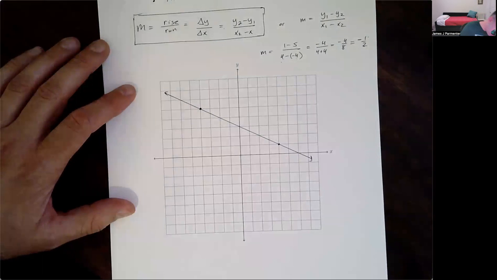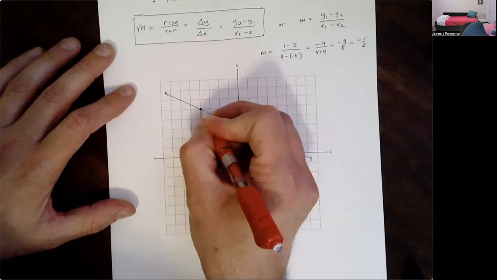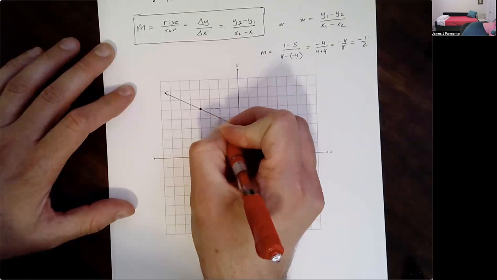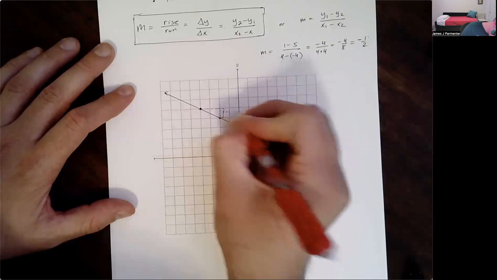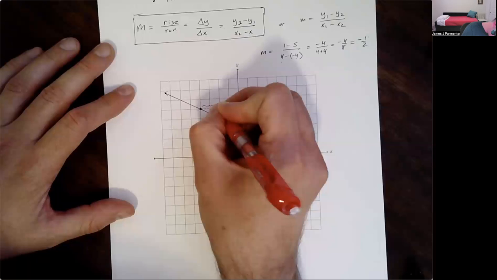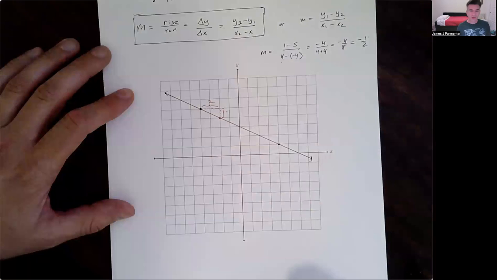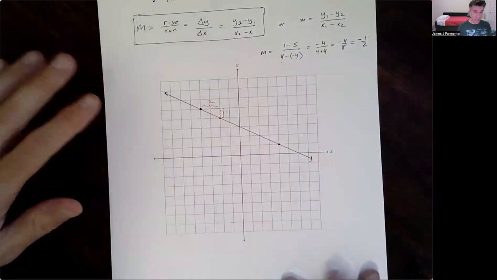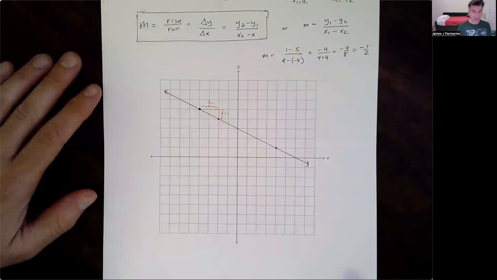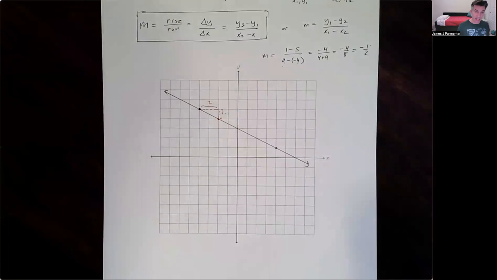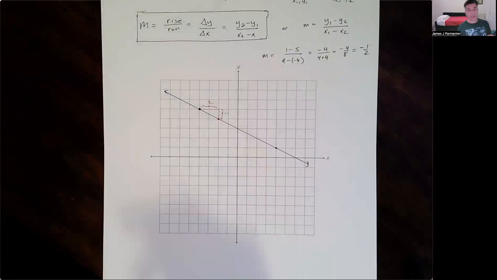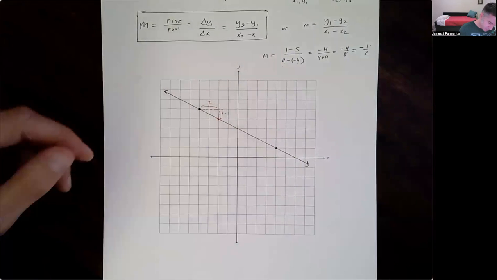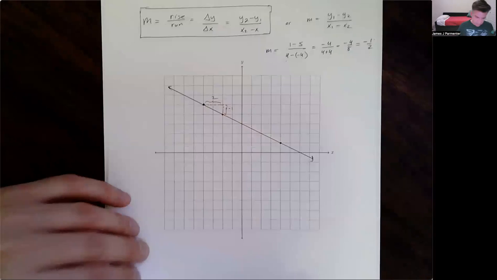In fact, let's draw it one time here. So from here to here, I have a rise of negative 1. I have a run of positive 2. We always think of the run as being positive because we're moving from left to right. The rise, on the other hand, is going to be negative if we're going down from left to right, or positive if we're going up from left to right. Let's look at some more examples.